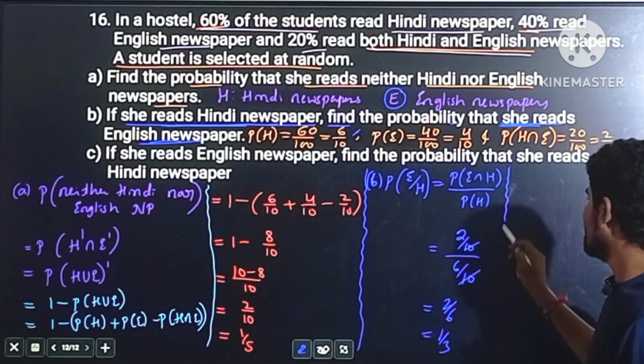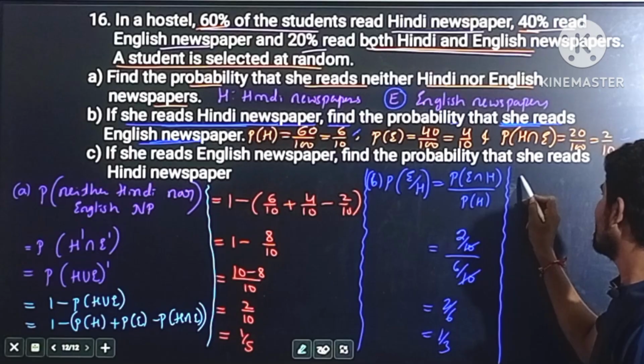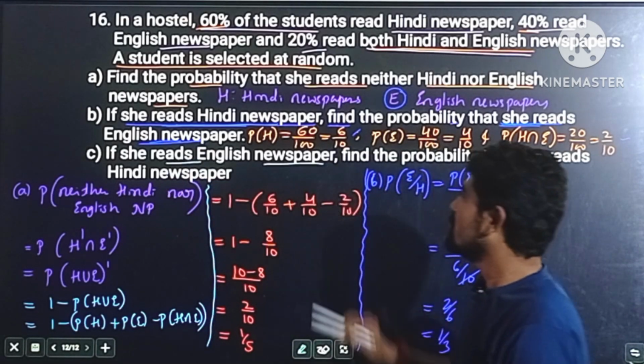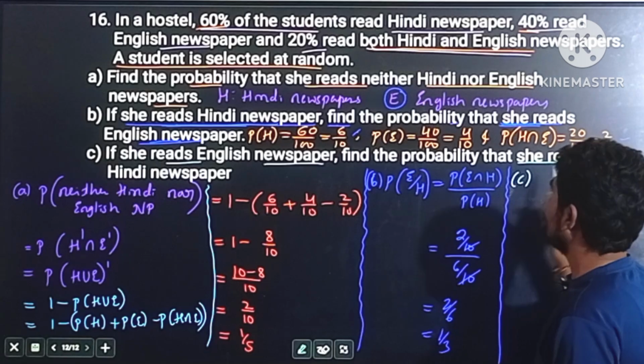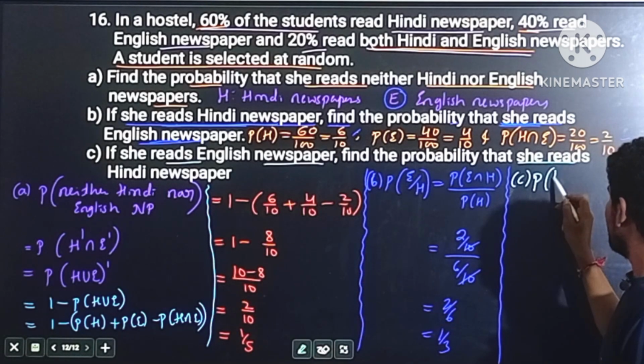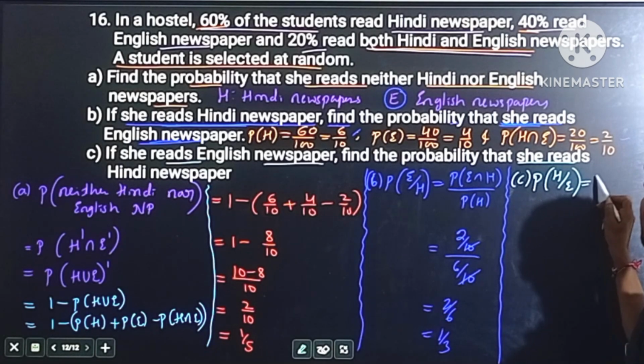And now the third question here we need to identify. This third question is also based on conditional probability. In this question, it is given that she reads English newspaper. Find the probability that she reads Hindi newspaper. So we need the probability of event H given event E, and the formula is probability of E intersection H divided by probability of E.